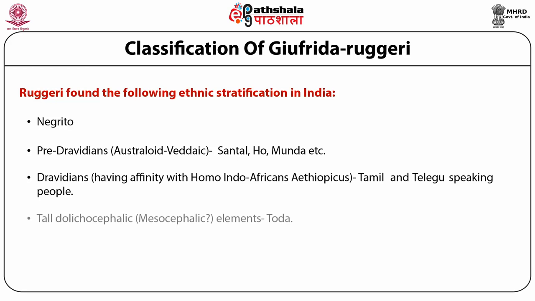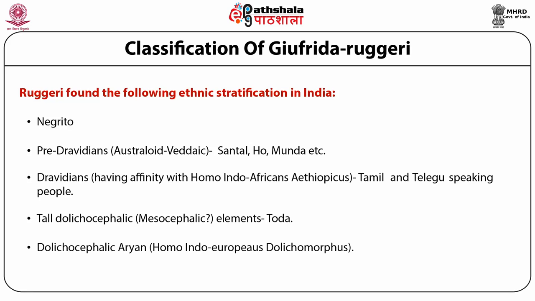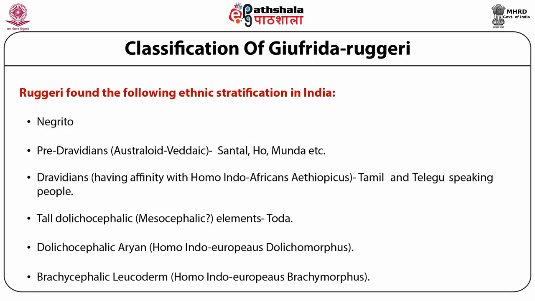Then tall dolichocephalic, also called mesocephalic. It includes Toda. The next one is the dolichocephalic group, dolichocephalic Aryans. It includes Homo Indo-European dolichomorphus. Next is brachycephalic leucoderm, also called Homo Indo-European brachymorphus.